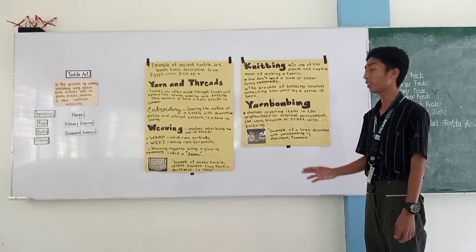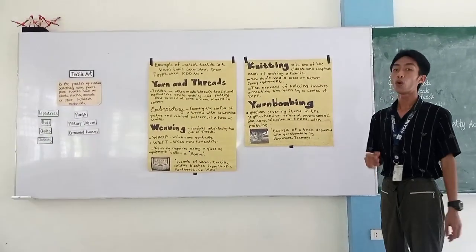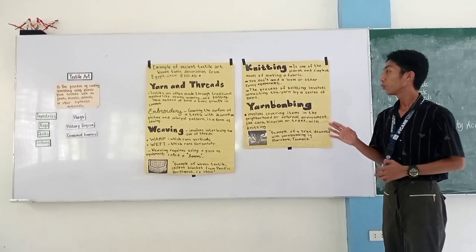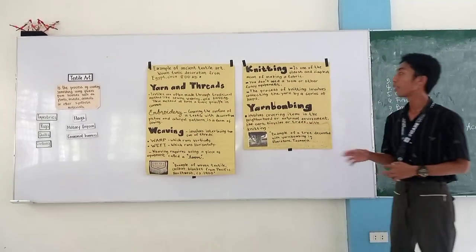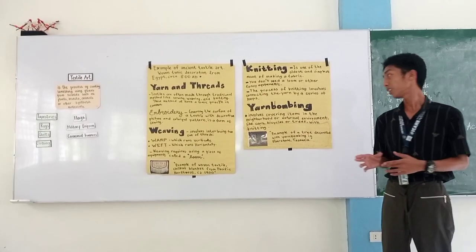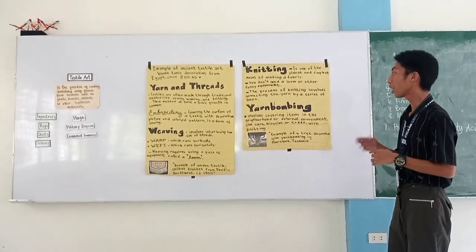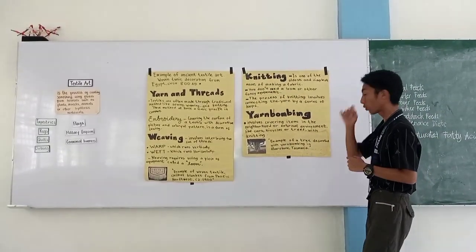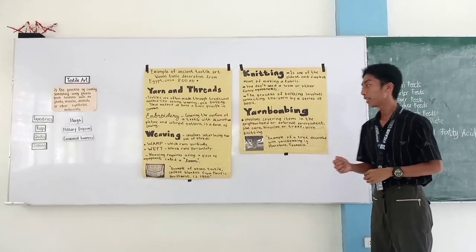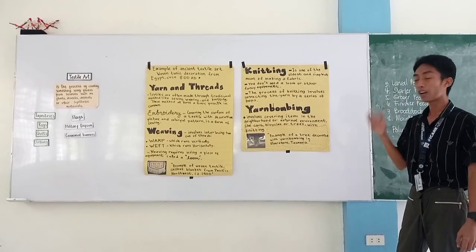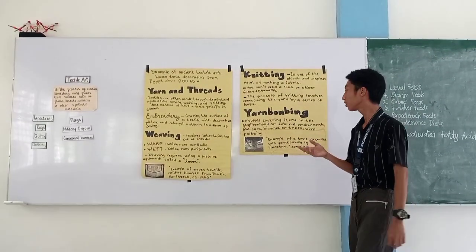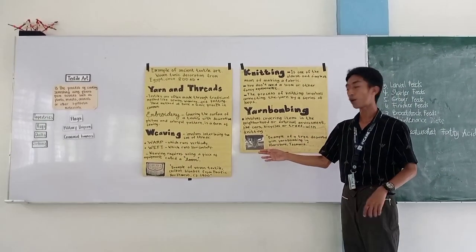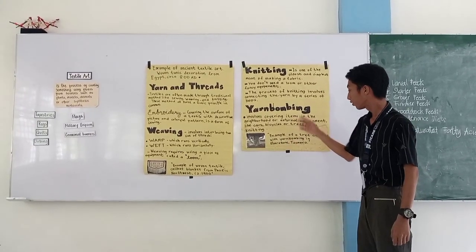So move on to knitting. Knitting is one of the oldest and simplest means of making a fabric. We don't need a loom or other fancy equipment. The process of knitting involves connecting yarn by a series of loops. An example of knitting is yarn bombing. It involves covering items in the neighborhood or external environment, like cars, bicycles, and trees, with knitting. This is an example of knitting, which is the tree decoration.